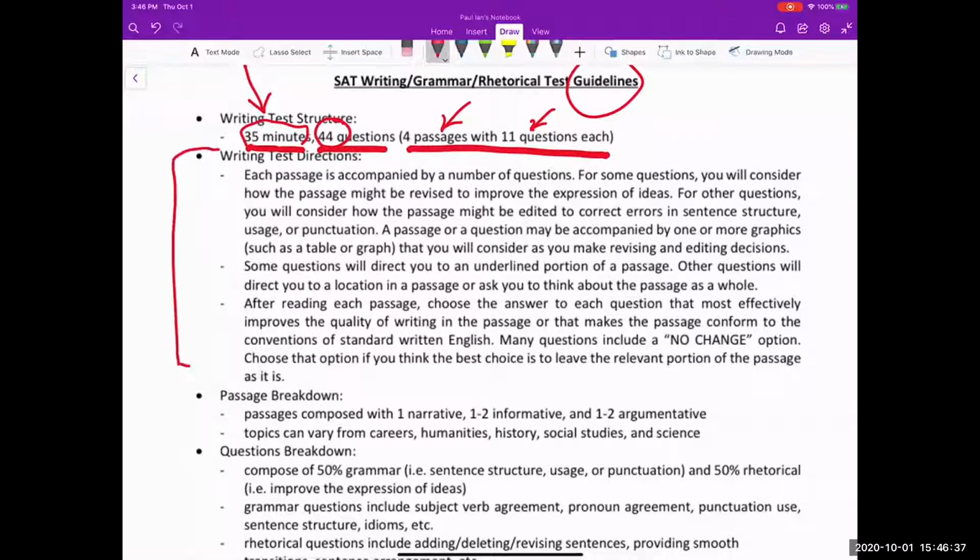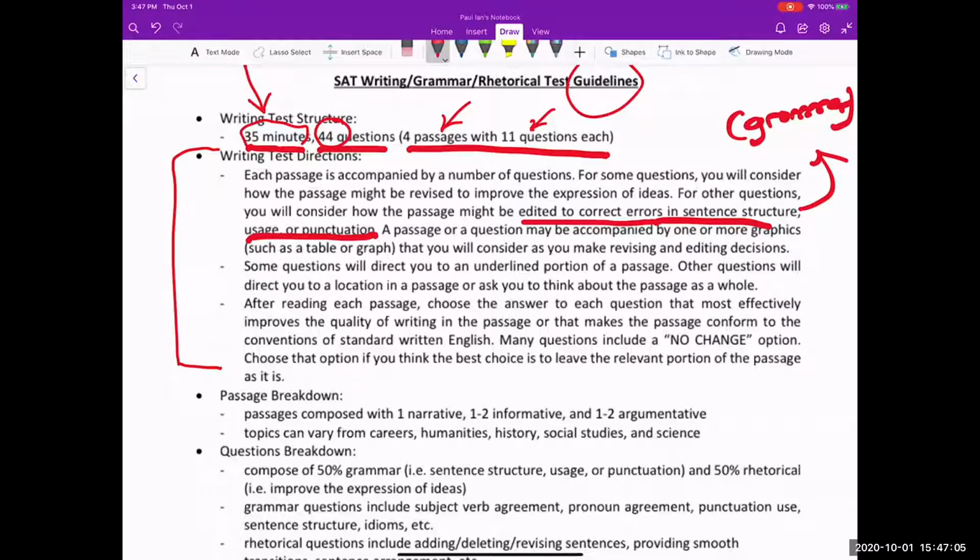Right here is just the writing test directions. This is what you see at the beginning of section 2. The one I was referring to is right here: edit to correct errors in usage and punctuation. So that's a grammar question.